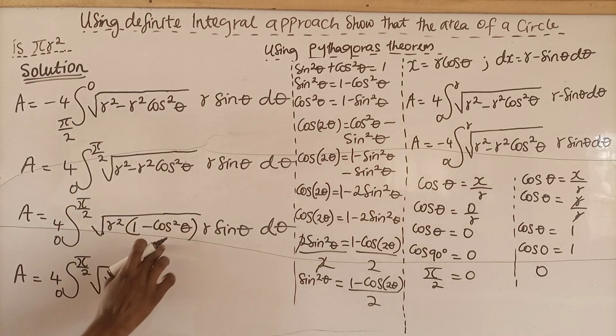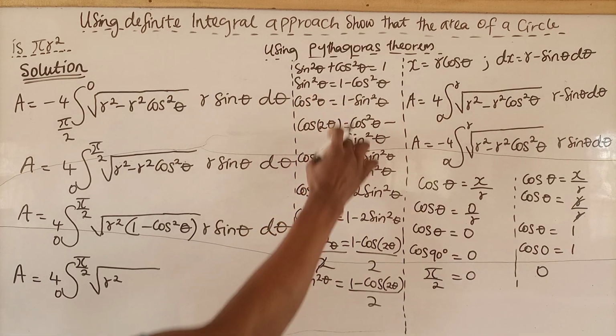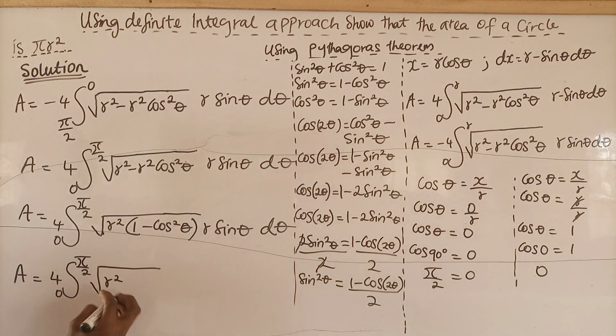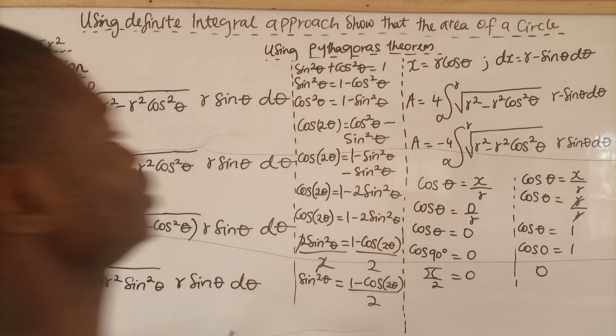So we are going to have 1 minus cos squared theta. 1 minus cos squared theta is sin squared theta. So we are going to replace this with sin squared theta, then times r sin theta d theta. So let's move over to this side.